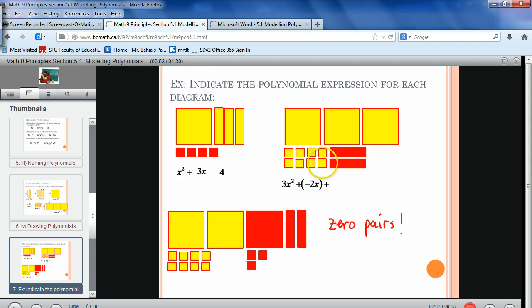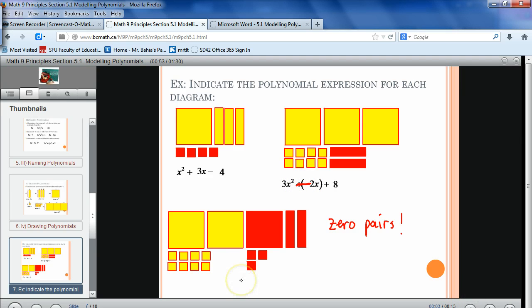And we got 1, 2, 3, 4, 5, 6, 7, 8 of these yellow positive constants, squares. So what's that? 3x squared minus 2x plus 8. Just ignore what they did there. Just put a minus sign there. Okay.